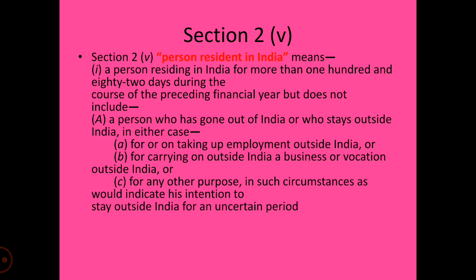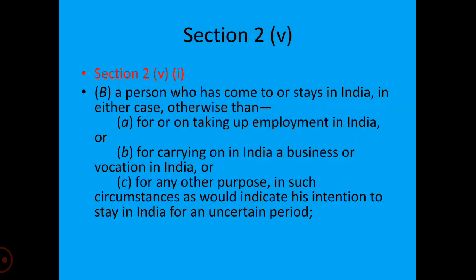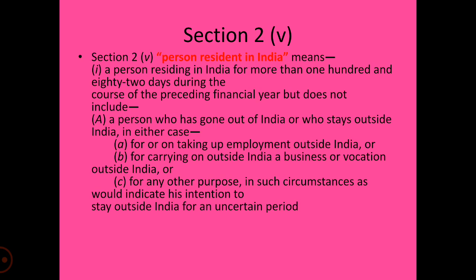First category, and second category, where a person who resides in India, where that person comes to India or visits India for taking up employment in India, for the purpose of carrying on business or vocation in India, or in any other circumstances which indicate his intention to stay in India for an uncertain period of time, would be, as per Section 2, Clause V, Subclause 1, a person who resides in India for more than 180 days during the course of the preceding financial year.